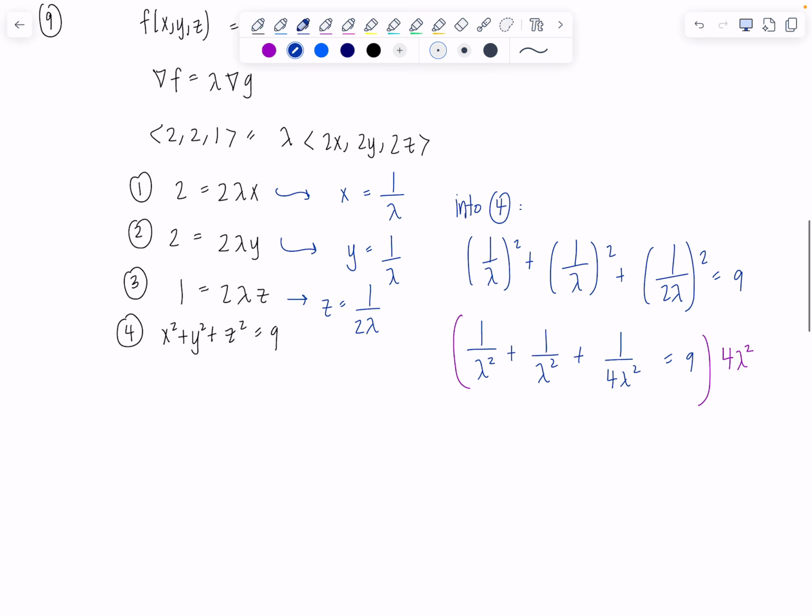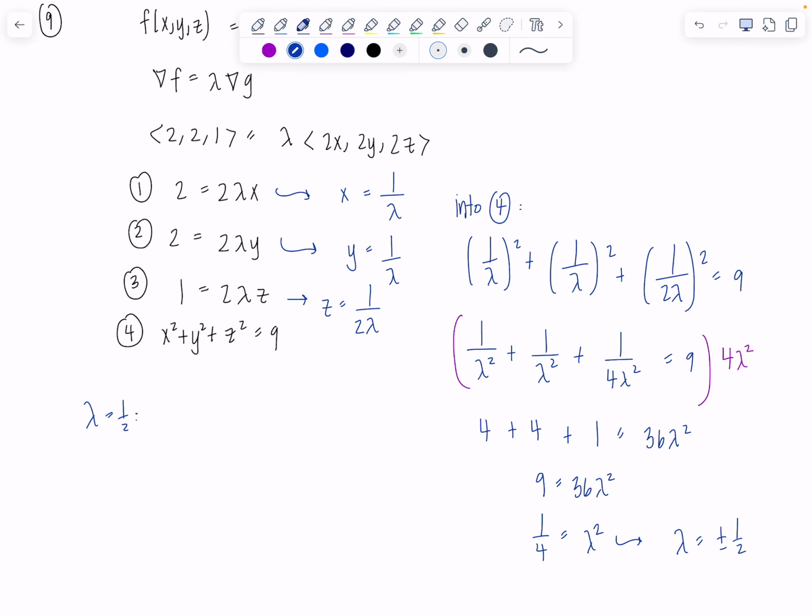So then the equation's going to be 4 plus 4 plus 1. Yeah, beautiful, right? Okay, then that's going to give me 9 equals 36 lambda squared. 1/4 is lambda squared, which means lambda is plus or minus 1/2.